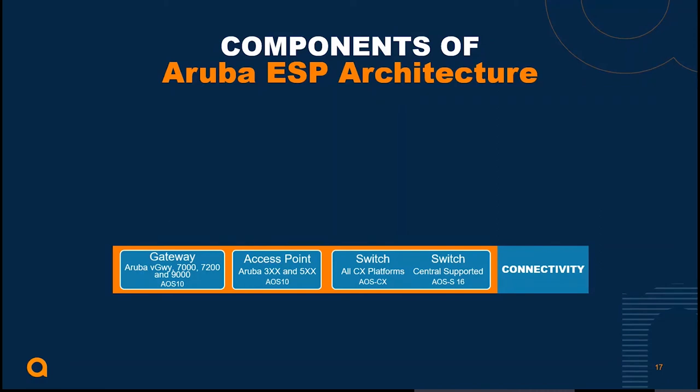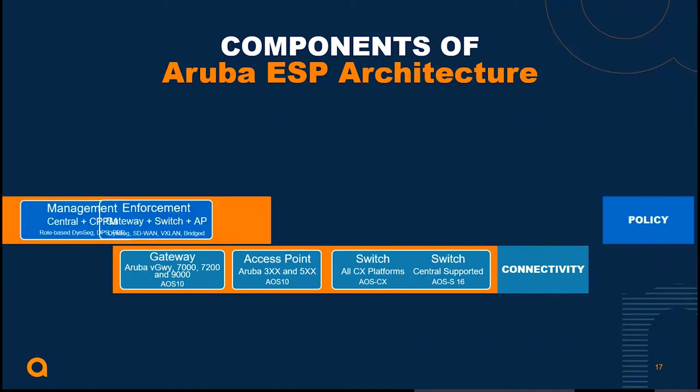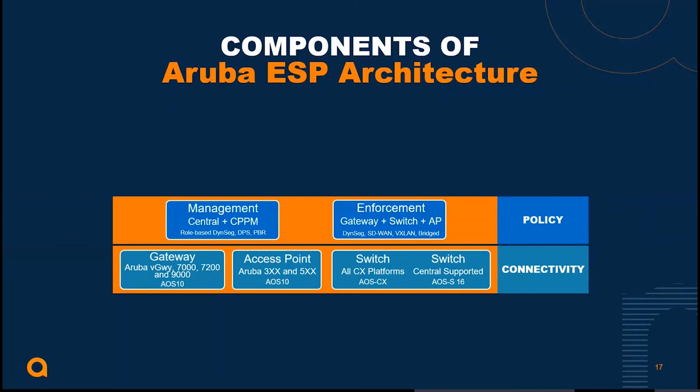For the switching platforms, we have two flavors. One is using the Aruba CX operating system, and another one is using the native or traditional AOS switch OS. From the middle, the policy layer, this is where ClearPass Policy Manager comes in for our security portion. ClearPass Policy Manager is basically a RADIUS server that can do authentication of all the devices that connect to your network. ClearPass Device Insight is a cloud-based platform, integrated with Aruba Central.